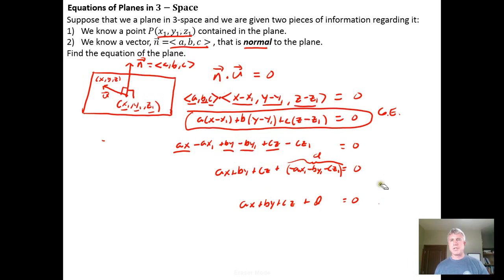Sorry, I got them backwards. This is the standard equation up here. This guy is the standard equation of a plane. And down here, this guy is the general equation of a plane. And d is just going to be this summation right here, minus a x sub 1 minus b y sub 1 minus c z sub 1.